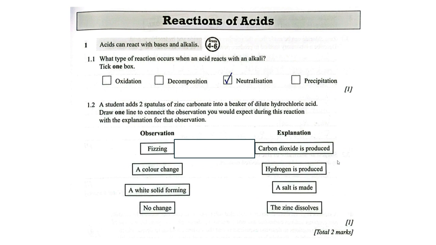The students added 2 spatulas of zinc carbonate into a beaker of dilute hydrochloric acid. Draw one line to connect the observation you would expect during this reaction with the explanation for that observation. You would see some fizzing, because when you react a metal carbonate with an acid, you're going to make salt, water, and carbon dioxide. And if you produce carbon dioxide, you will see some bubbles. Here we go. This is the only observation you will make.